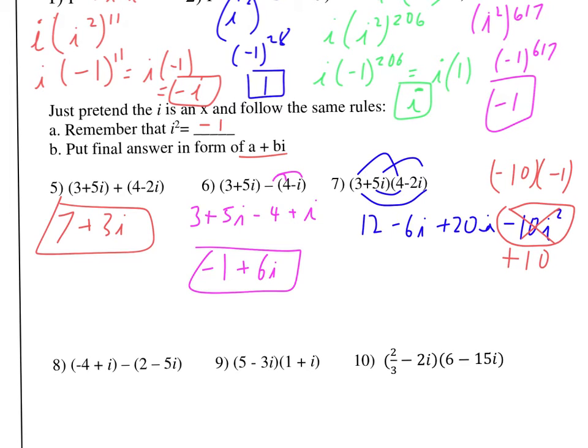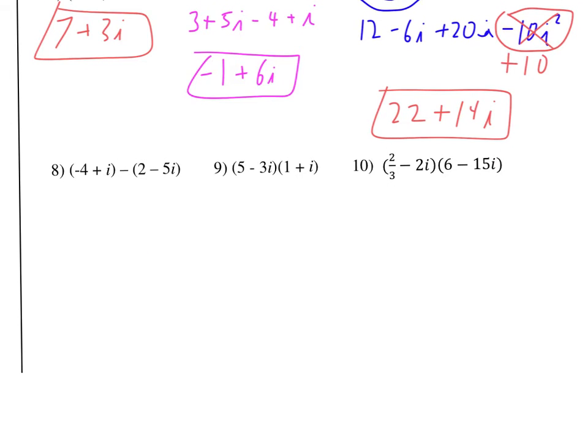All right, so now I'll combine like terms for my final answer. So I got 22 for the real part, the 12 and the 10, and then 14i for the imaginary part. All right, number 8, some more distribute and combine like terms. Really important that we remember that when we distribute the negative, it's now addition. Some people turn it into multiplication, which is not correct. So we have negative 6 plus 6i for that one.